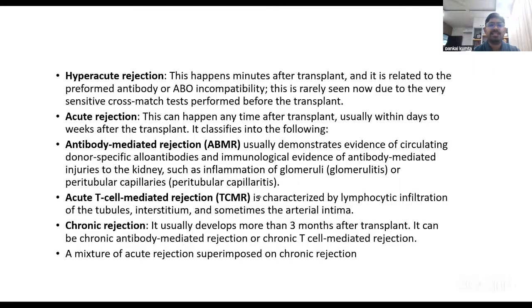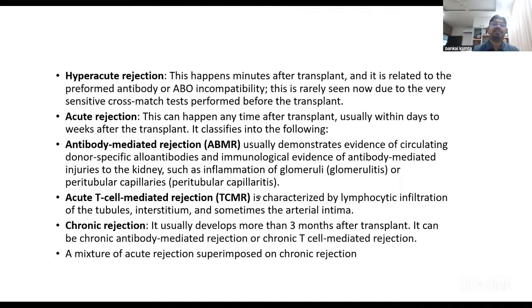Acute rejection can happen. This can happen anytime after transplant, either within days or a few weeks. It is generally antibody-mediated rejection, with evidence of circulating donor-specific alloantibodies and immunological evidence of antibody-mediated injury to the kidney, like inflammation of the peritubular capillaries. You will generally see it upon biopsy. Or acute T cell mediated rejection, with lymphocytic infiltration of the tubules and interstitium. So the treatment in both of them would be different.